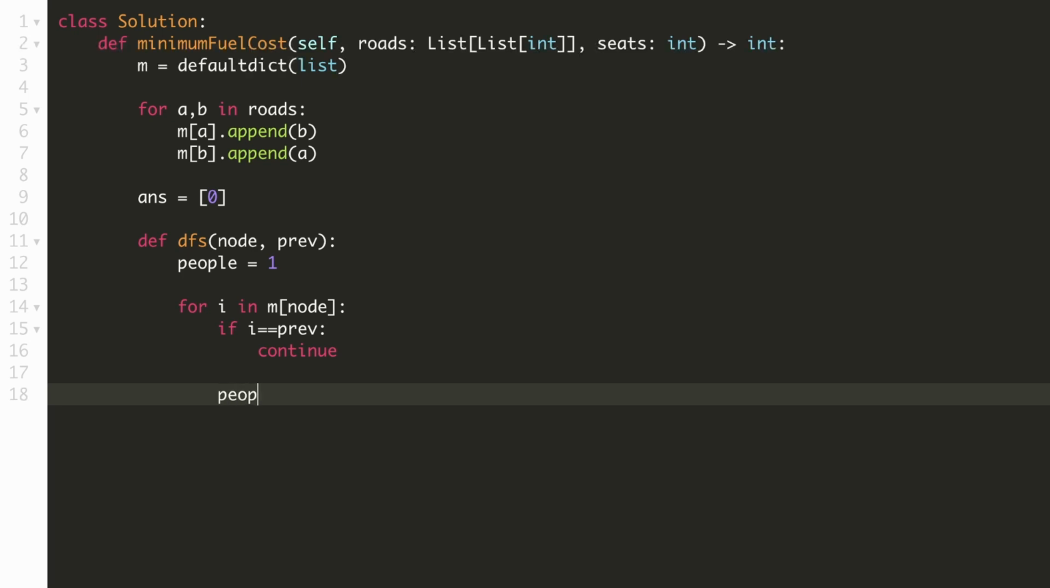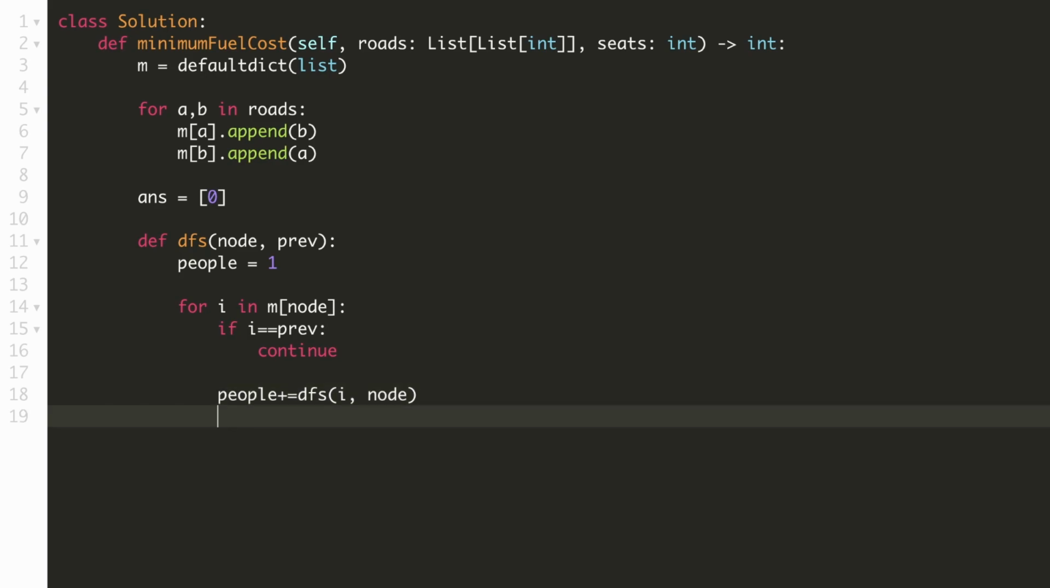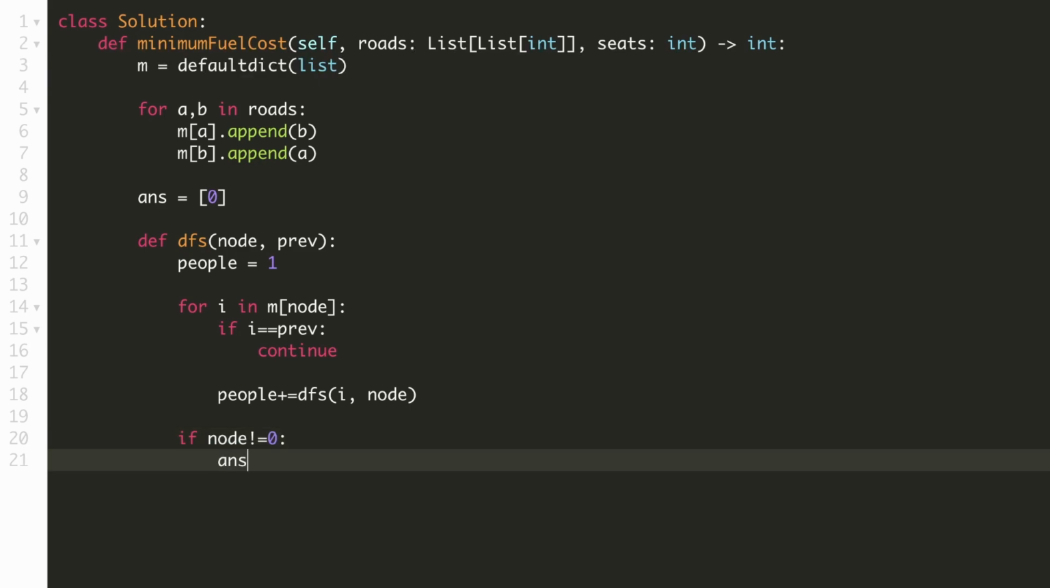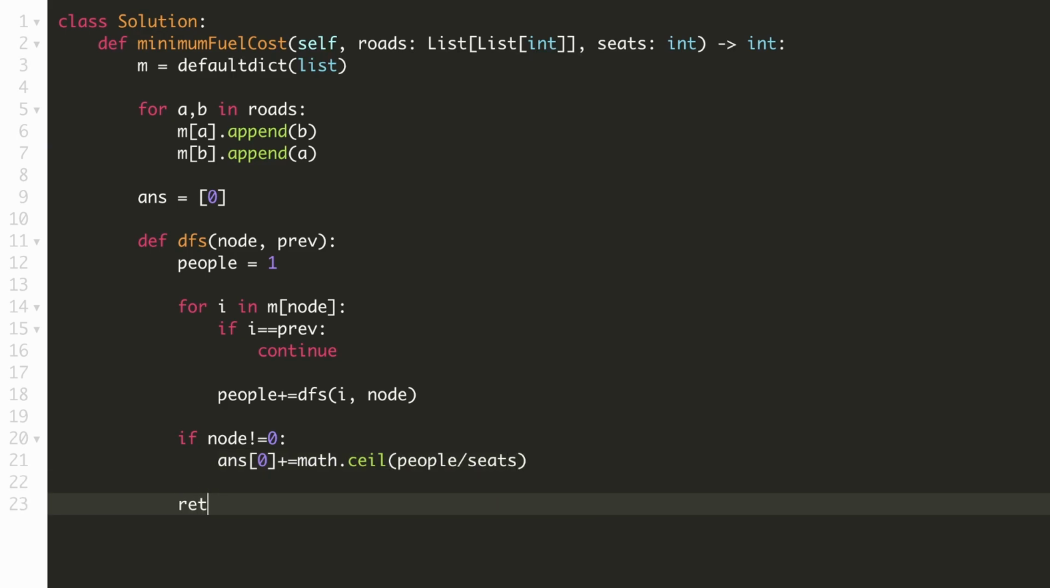We'll call DFS on each node, and our current node will become the previous node. This will be the number of people arriving from the ith node, and we'll add it to our people. And together, all these people will travel to the next node, consuming ceil of people by seats liters. If we are already at node 0, then people do not have to travel, hence consuming 0 fuel. At the end of our DFS function, we could return the number of people.